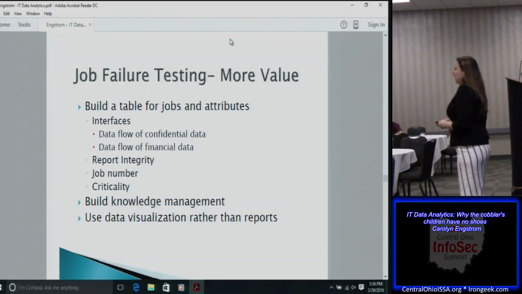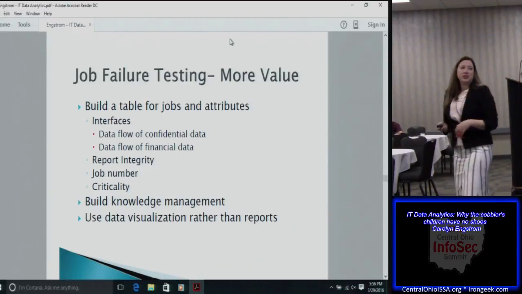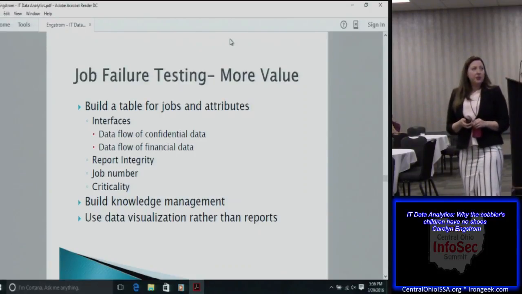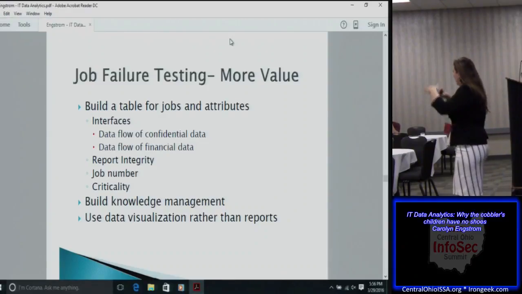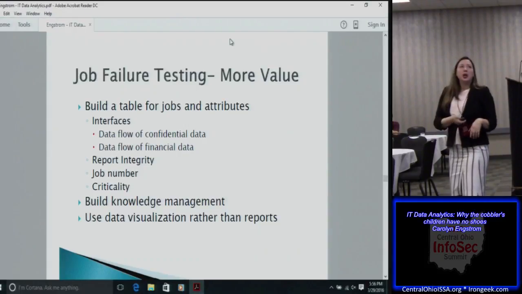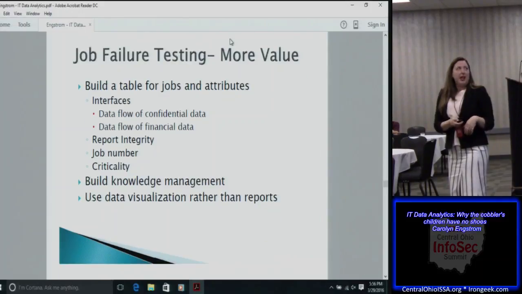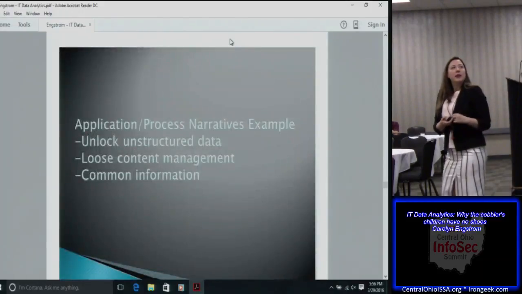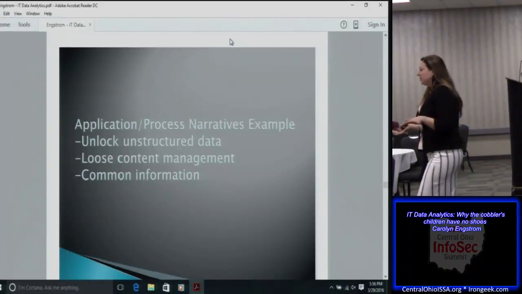Now nobody has to ask, what does this interface do? What does this job do? Which is always something an auditor has to track down. But we're hoping to use this kind of bigger data that we've accumulated and provide visualization reports rather than just percentages. So we hope to get some more value out of that. Anyone have any questions?